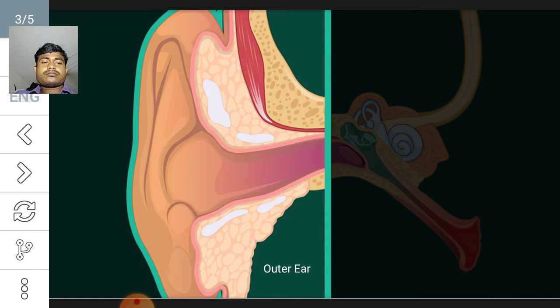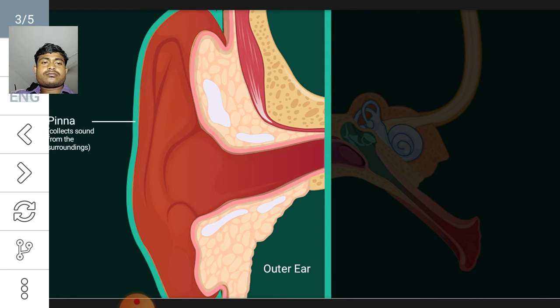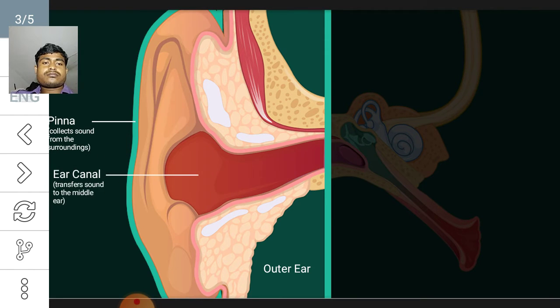The outer ear is also called pinna, which is made of ridged skin. It collects or funnels the sound from the surroundings into the ear canal.